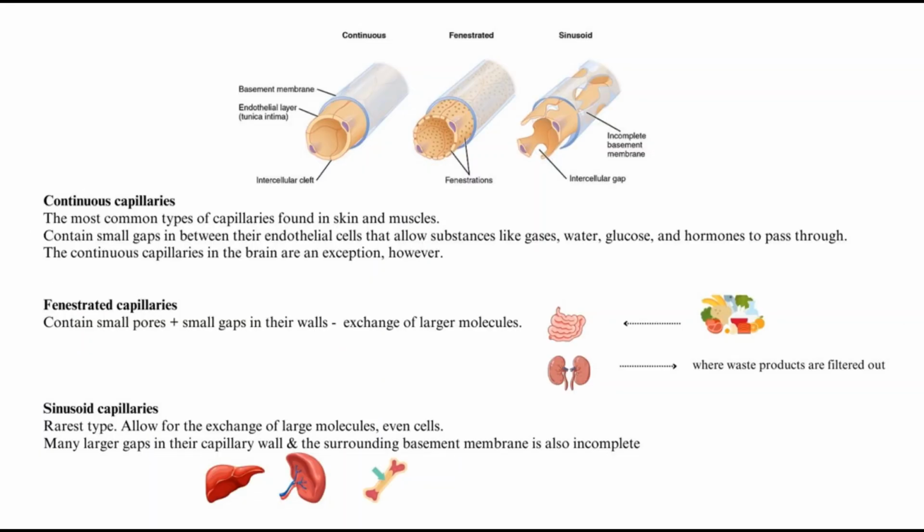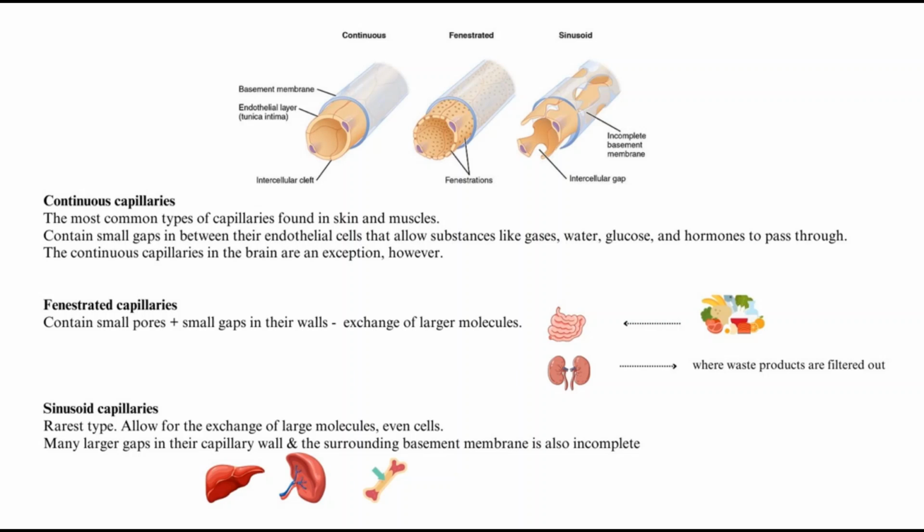Continuous capillaries. These are the most common types of capillaries found in skin and muscles. They contain small gaps in between their endothelial cells that allow substances like gases, water, glucose, and hormones to pass through. The continuous capillaries in the brain are an exception, however. These capillaries are part of the blood-brain barrier, which helps to protect your brain by only allowing the most essential nutrients to cross.